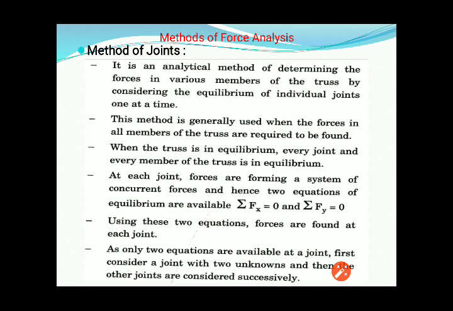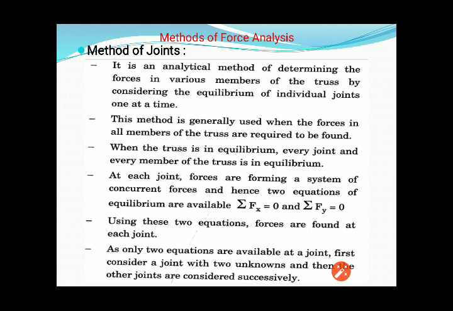Now this method is generally used when the forces in all members of the truss are required to be found. Next point, when the truss is in equilibrium, every joint and every member of the truss is in equilibrium. At each joint, forces are forming a system of concurrent forces, and hence two equations of equilibrium are available.